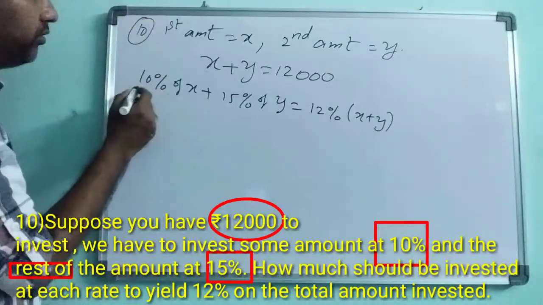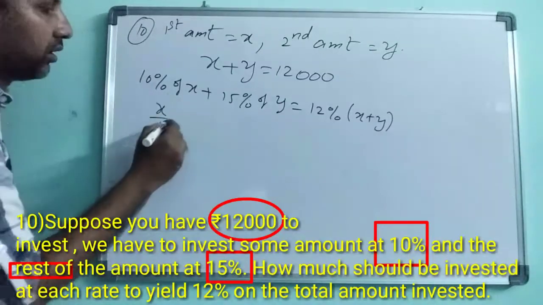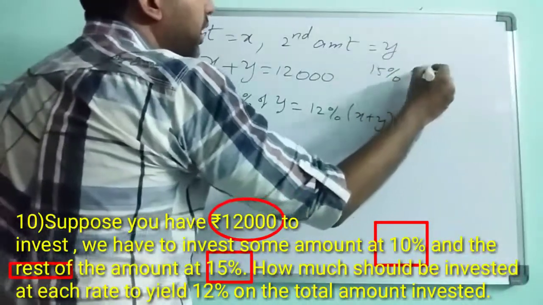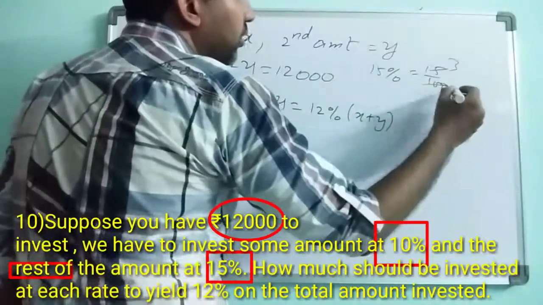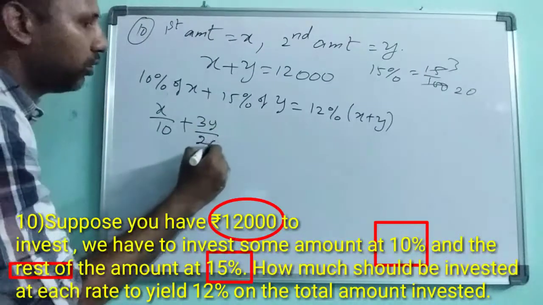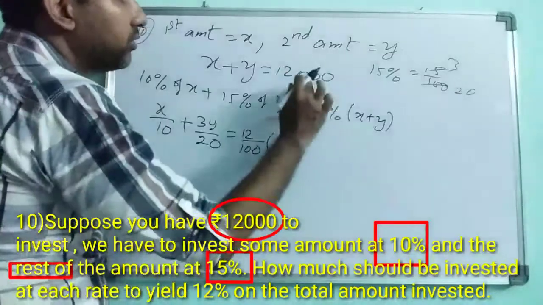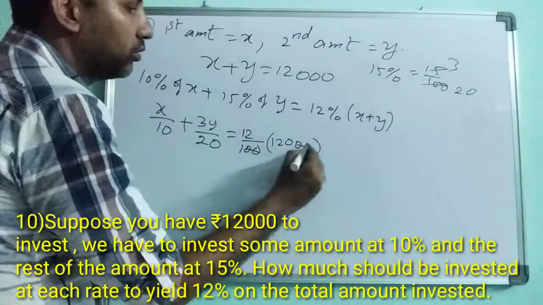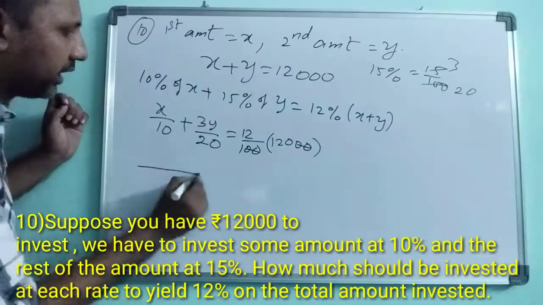10% means 1 by 10, so X by 10, plus 15%. 15% we can write as 15 by 100, which is 3 by 20, so 3y by 20, is equal to 12% means 12 by 100 into X plus Y, which is 12,000. Two zeros cancel here.